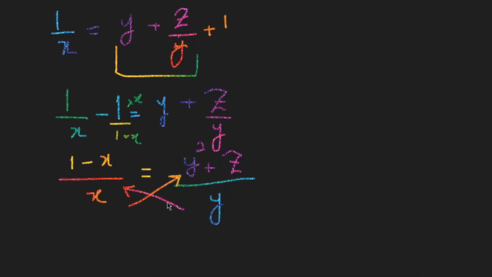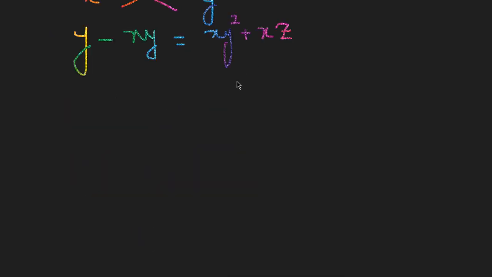Now let's cross multiply them, because there are variables in the denominator and we want to make it a plain equation. So cross multiplying is the shortcut. So y times 1 is y, and then minus y times x is negative xy, then xy squared and xz. That is the multiplication with the other side.